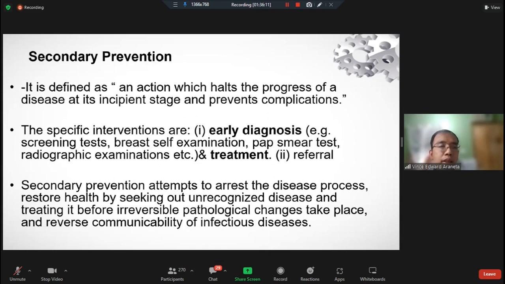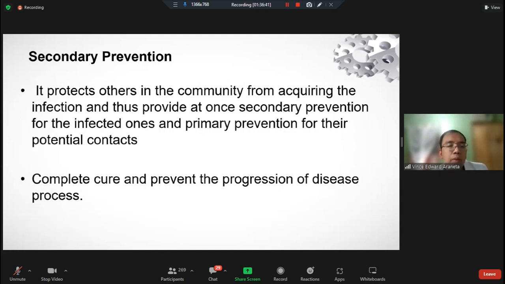Especially for secondary prevention, it's just for acute diseases like UTI, pneumonia. Giving of antibiotics to UTI and pneumonia are also another example. So it's an example of prompt treatment. Again, this is more applicable to acute or even subacute diseases, in which you can just address it and cure it, and that's secondary prevention. Again, secondary prevention, complete cure, and prevent the progression of disease process is also the target.